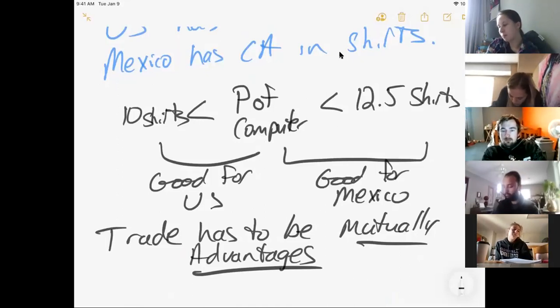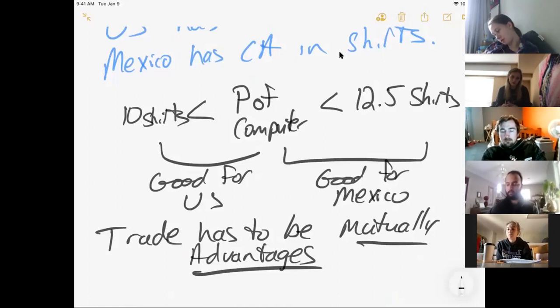So here in this example, what's going to happen between the US and Mexico is they will negotiate a price, right? A price that is both beneficial to the US and beneficial to Mexico. We can't say exactly what that price is from this example, but we can say it's got to be in this range, right? It has to be somewhere between 10 shirts and 12 and a half shirts for it to be advantageous to both countries.